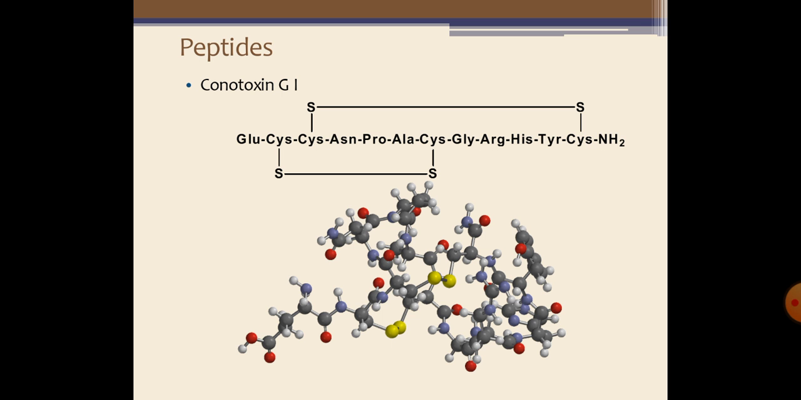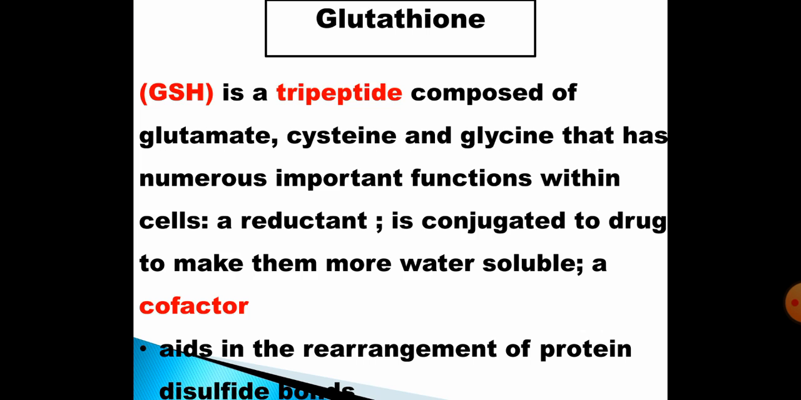And this is conotoxin G1, a peptide, a polypeptide, and how the amino acids join to form it; very important polypeptides. Also glutathione. We know glutathione is very important against free radicals, and it consists of cysteine and glycine and has numerous important functions within the cells. Glutathione is very important for conjugating drugs to make them more water soluble. And we talked about cofactors for enzymes, for example.